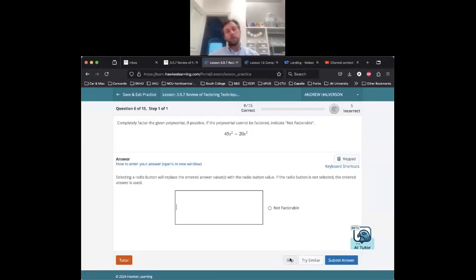Well, this is interesting. So let's factor this one. Let's do this one right quick. 45y squared minus 20x squared. How many terms does this one have? Two. There's only two terms, the 45y squared and the 20x squared.